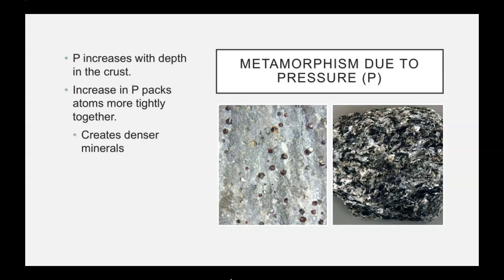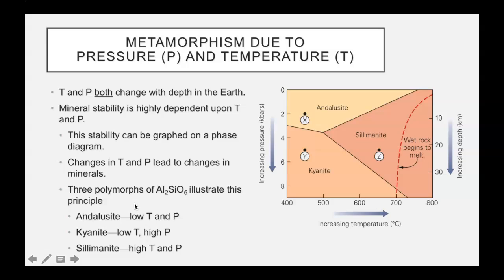The pressure in the earth increases with depth, and that pressure is going to take atoms and squeeze them and pack them in more tightly and create denser materials as you go deeper into the earth. So these images here show garnets and biotites that have grown during metamorphism because of pressure.